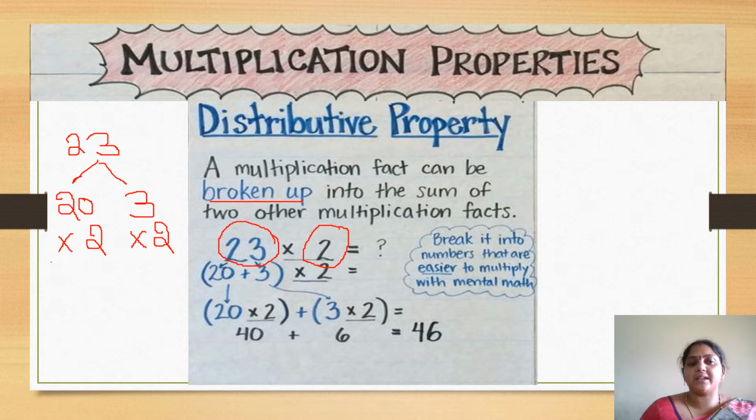Now what answer will you get? When you multiply 20 with 2 you will get your product as 40 and when you multiply 3 with 2 it is 6. Now what you have to do? You have to add both the products to get the answer. Now 40 plus 6 is 46. This is how we are going to do our distributive property.